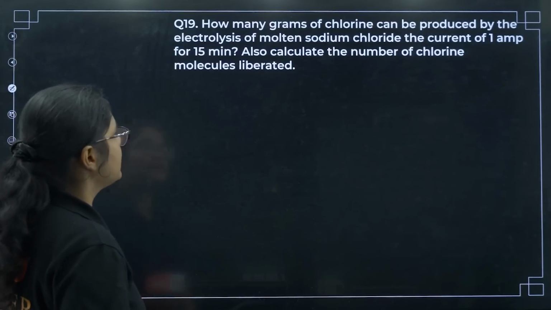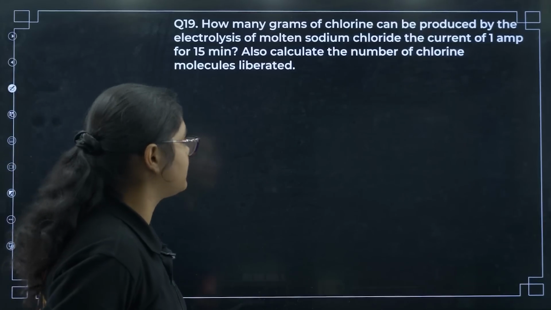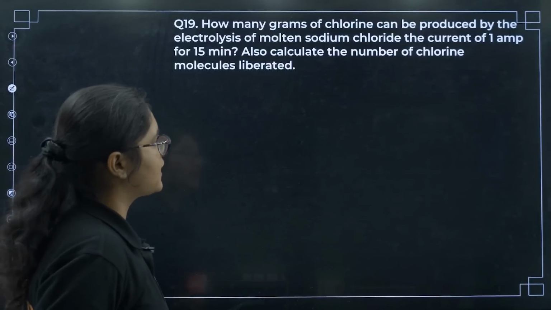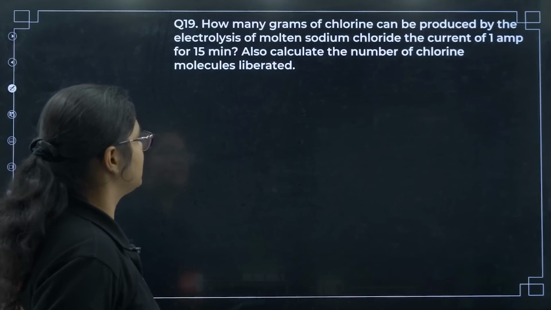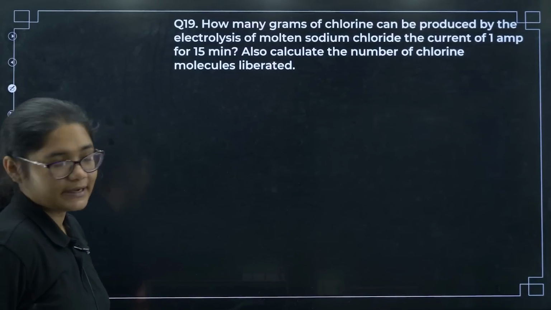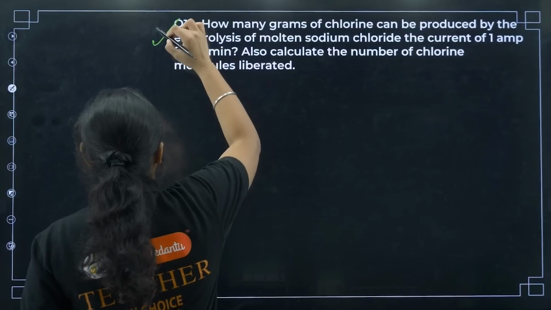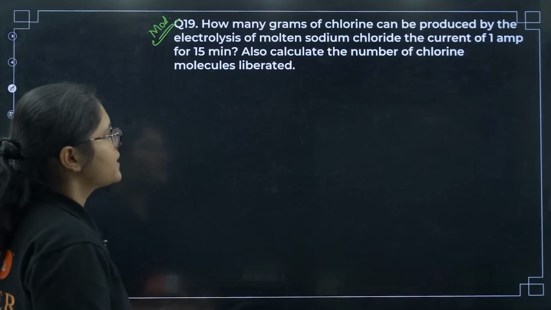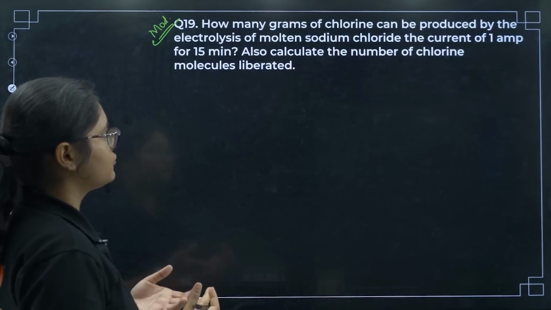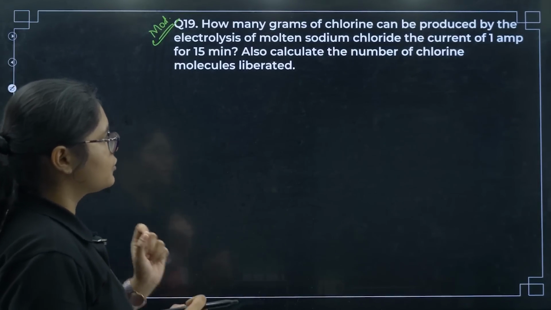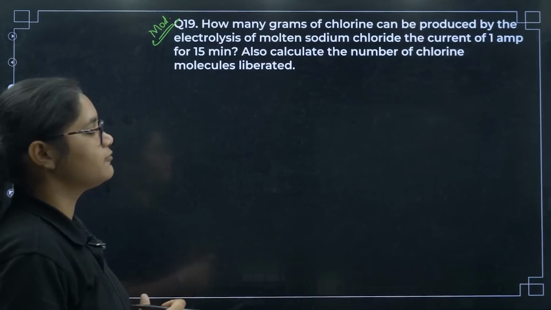Next, question number 19. How many grams of chlorine can be produced by the electrolysis of molten sodium chloride, by a current of 1 ampere for 15 minutes? Also calculate the number of chlorine molecules liberated. This is again a moderate question, not a very direct formula based question.